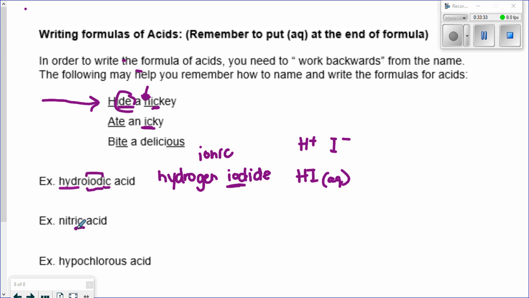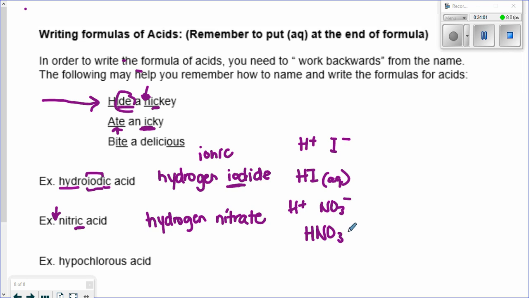Nitric acid. There's no hydro here, so it's just the ic ending, so we know it's going to be an ATE ending, so hydrogen nitrate. Again, hydrogen forms a 1 plus, nitrate forms a 1 minus, so our formula would be HNO3. And again, we want to specify that it's aqueous to be talking about an acid.